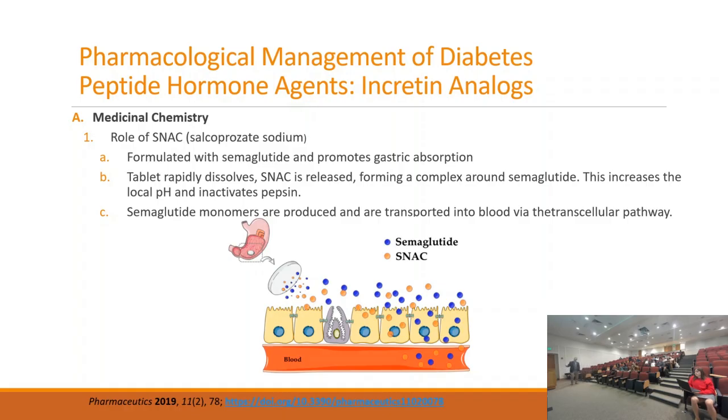Any questions about SNAC or what it does? Yes. So that's what allows the formulation to get absorbed. Oh, okay. Yeah. So this has been very effective in terms of this strategy.